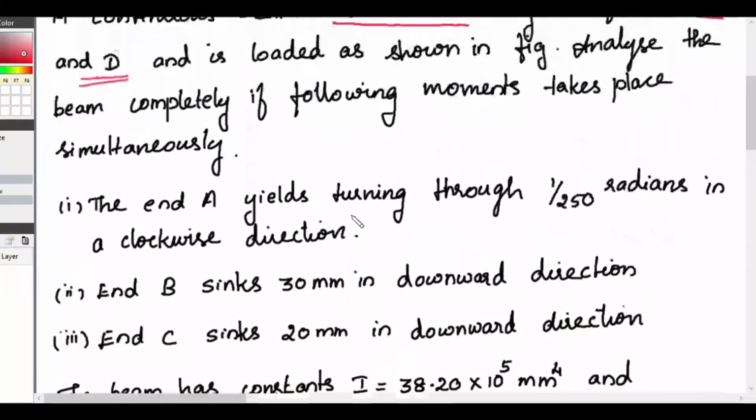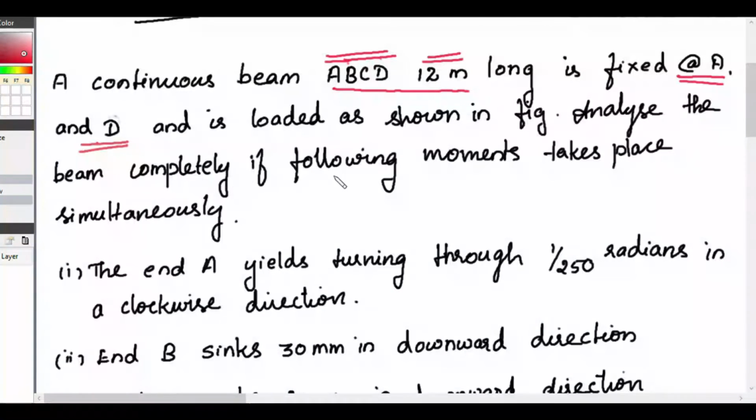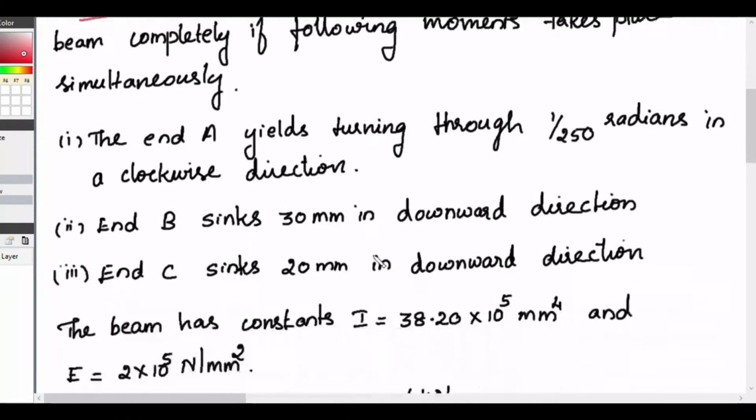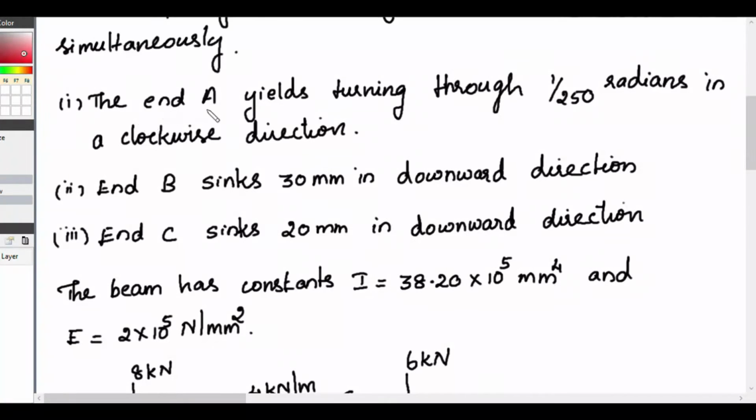Now, analyze the beam completely if the following movements take place simultaneously. What are the additional conditions given? The end A yields, turning through 1 by 250 radians in a clockwise direction. That means, in the previous problems we saw if the end A is fixed, normally the slope will be equal to 0 because there will not be any rotation. Therefore, our slope will be equal to 0. But in this problem, it is given that there is a rotation of 1 by 250 radians. That means our theta A is not equal to 0.